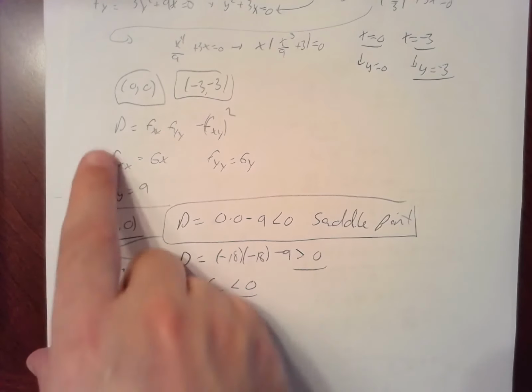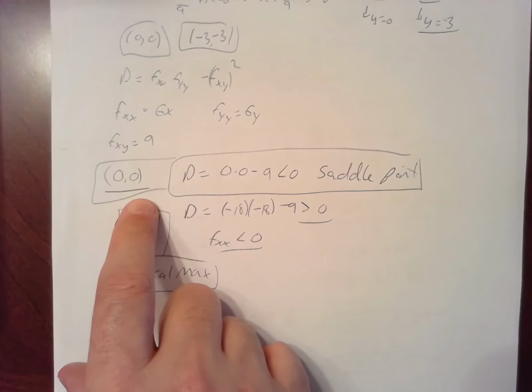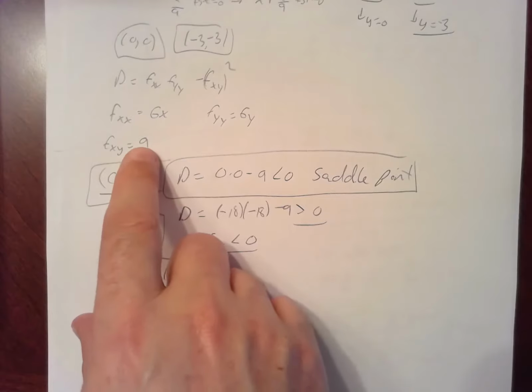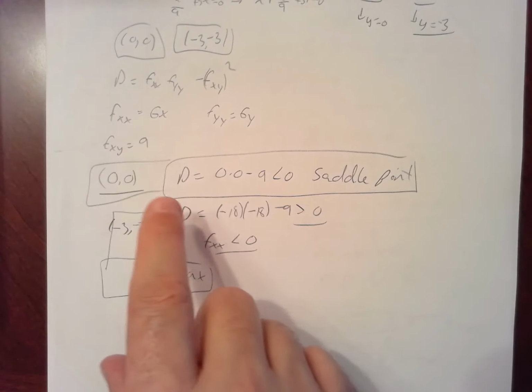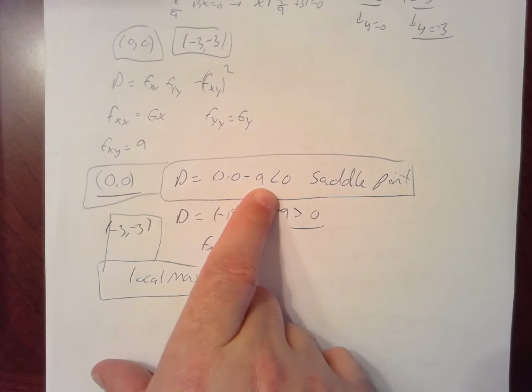So for 0, 0, I got 9. That's positive. Oh, no, that was only fxy. That's not the answer. I got negative 9. So that's a saddle point. If D is negative, it's a saddle point.